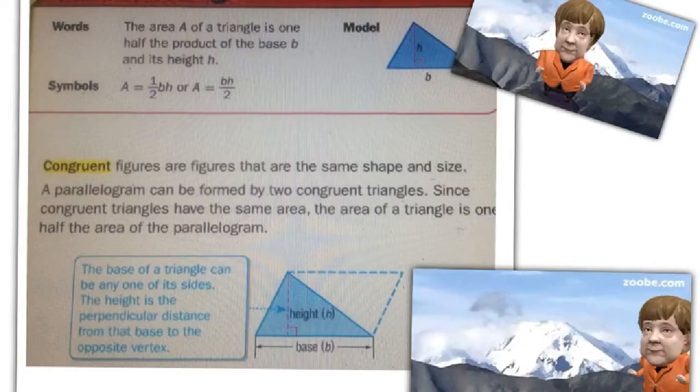Wow, Mount McKinley is actually a triangle shape too. Cool. The area, A, of a triangle is 1/2 the product of the base and its height. Another way to say that is area equals 1/2 times base times height. Or you could even say area equals base times height divided by 2. Please look at the different ways that this formula can be written.